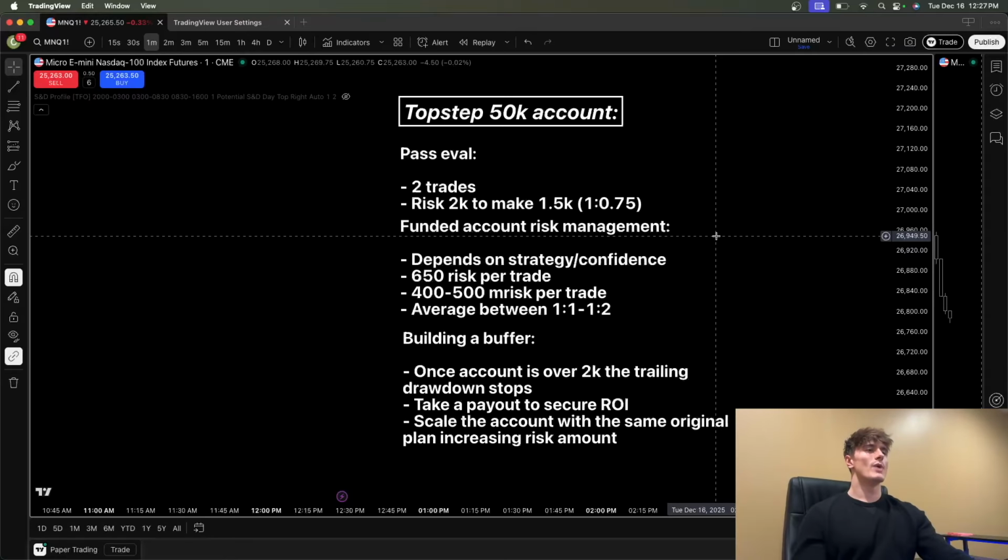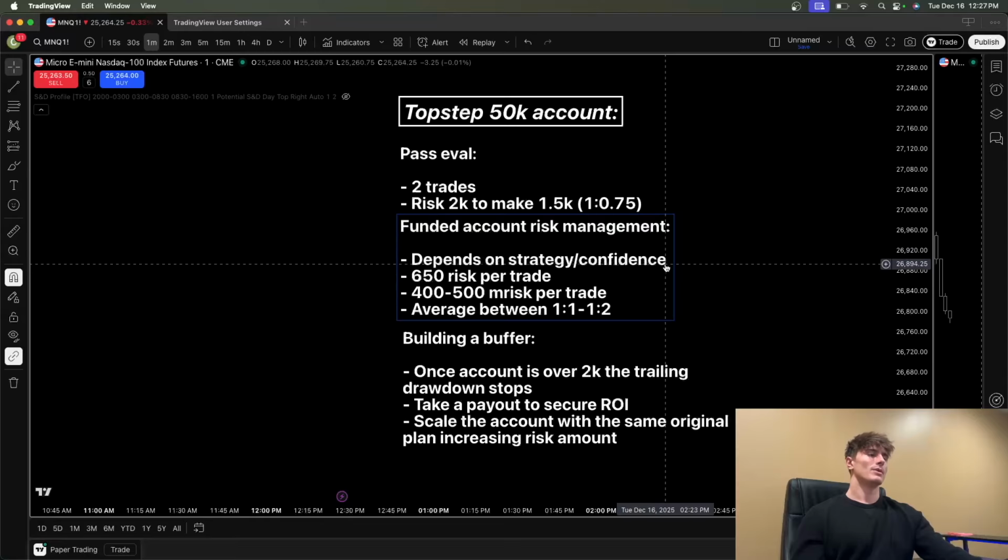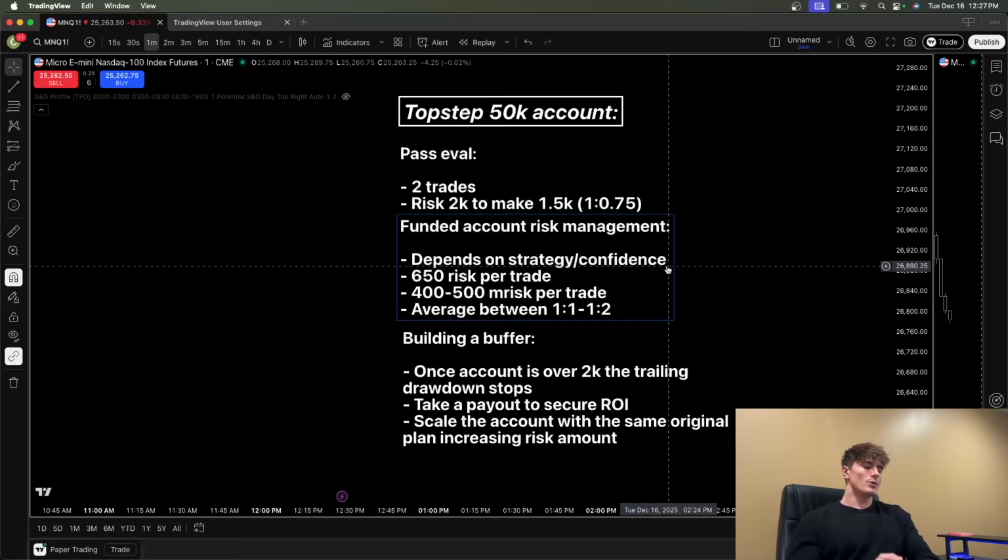Now, when you actually get to the funded account, the risk management and your strategy are going to depend on, first of all, are you trading a high risk to reward strategy? Are you trading reversals? Are you trading liquidity sweeps? Or are you trading continuations, which is how I trade, where I am just looking for lower RR towards a strong draw. So it depends on your confidence, it depends on your strategy, it depends on a few things.